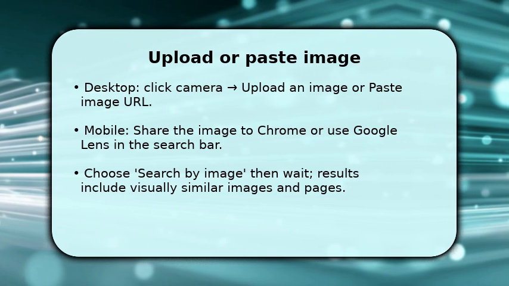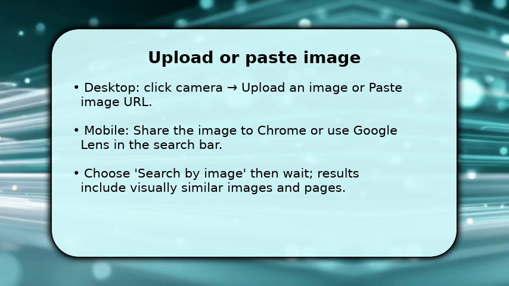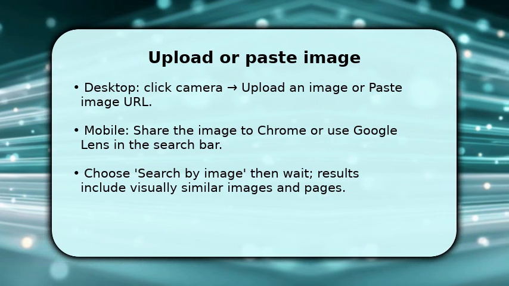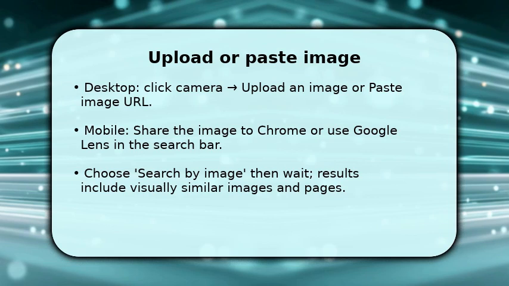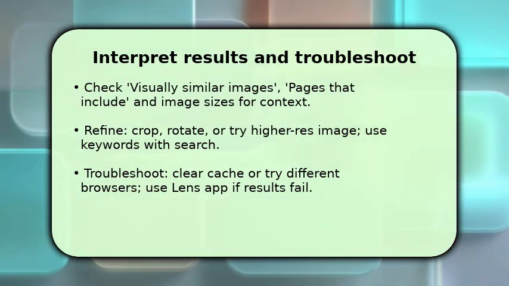Wait a few seconds while Google analyzes visual features and embedded metadata. After processing, you get visually similar images, size variants, and web pages that use or reference the image, helpful for source verification. Finally, interpret the matches to confirm origin or context.